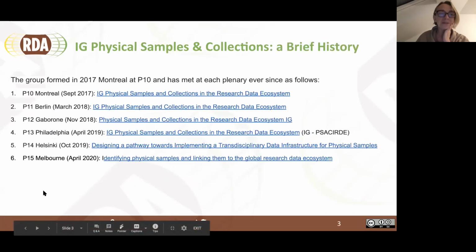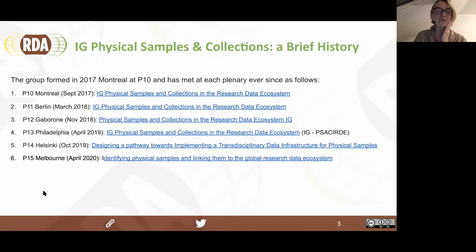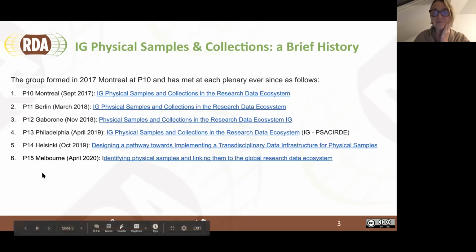Since we were accepted in 2017 as an interest group, we have been meeting at every plenary since then, as you can see here, with different topics, but increasingly really focusing on the FAIR aspects, vocabularies, and on the cross-disciplinary aspects of physical samples.